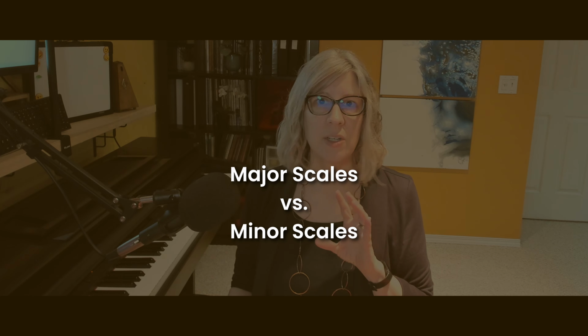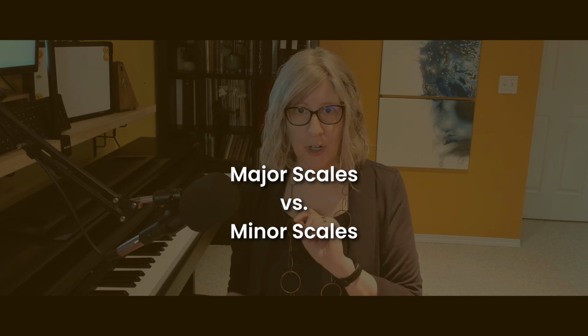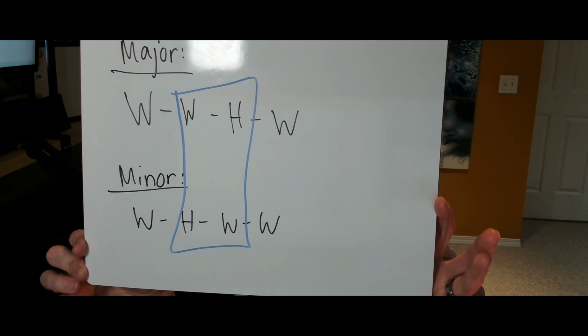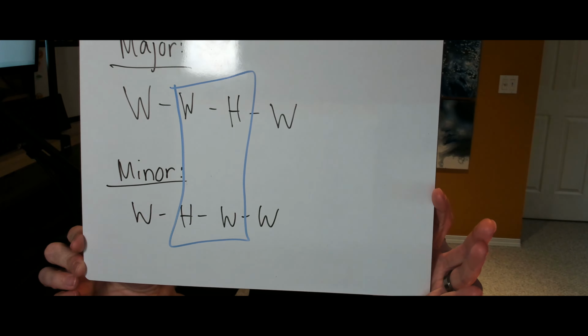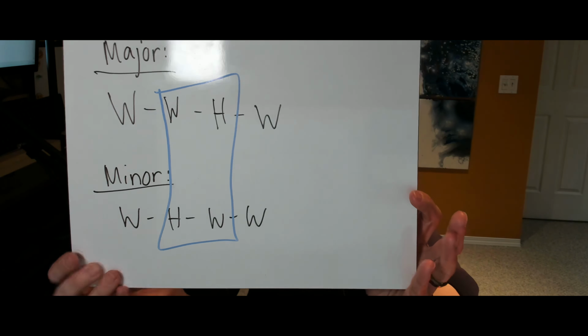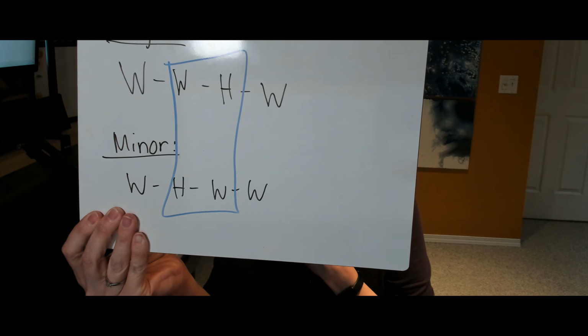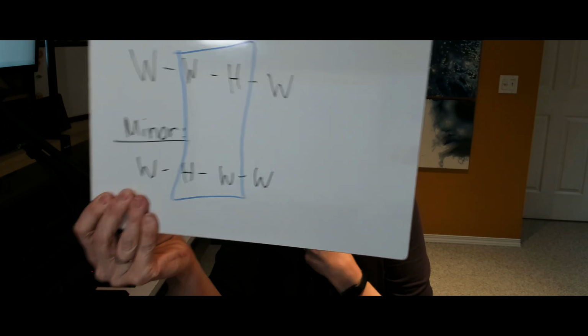So I did say I was going to share the difference between major and minor. Well, our major had whole step, whole step, half step, whole step. Our minor, we take those 2 middle intervals and we switch them. You'll see our minor is whole step, half step, whole step, whole step. And because we change these 2 right in the middle, it actually makes a really cool and different sound. Let's take a look at what that looks like on the piano.